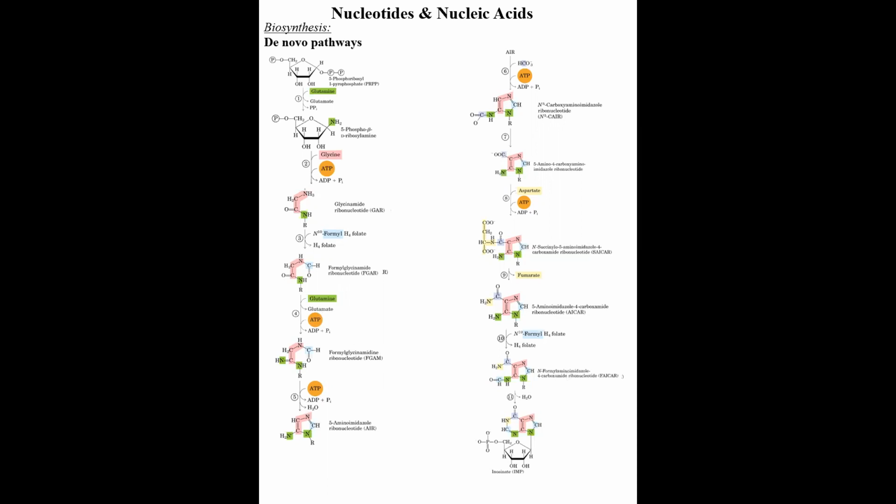Okay, next step is just dehydration step, one water molecule removed, and there occurs complete ring closure. So this ring gets closed, H2O is removed, and it becomes complete 9-membered ring, and this compound is known as inosinate monophosphate. What is the name? Inosinate monophosphate. IMP is a precursor of the rest of the purine nucleotides like AMP and GMP. They are produced from inosinate.